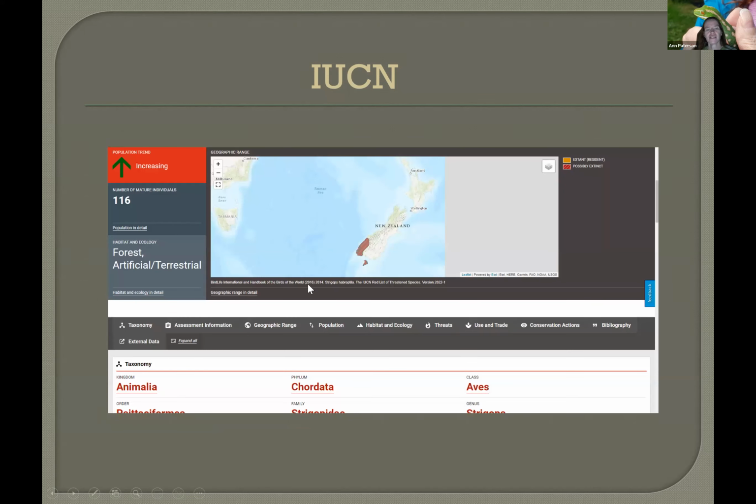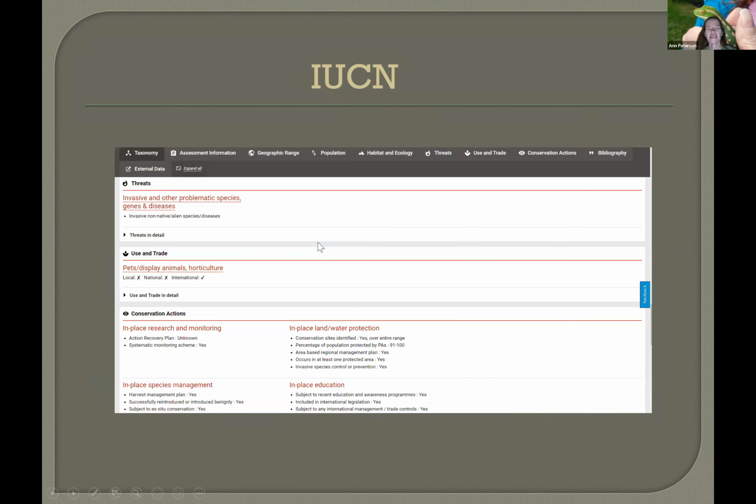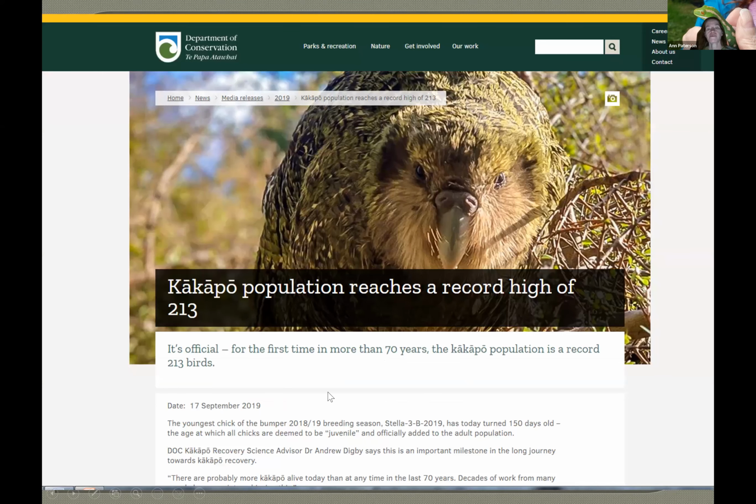But actually, and this is just showing you some of the data, this is where the kakapo is found in southern New Zealand in Stewart Island. But they give you a lot of information about what's being done for each species. So it's a really good resource for seeing what's affecting these animals. This is showing the kakapo population recently, here it's spelled correctly, reaches a record high of 213. So through a tremendous effort, people have increased the population up to 213 birds.